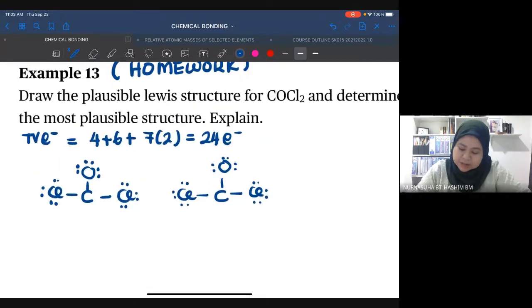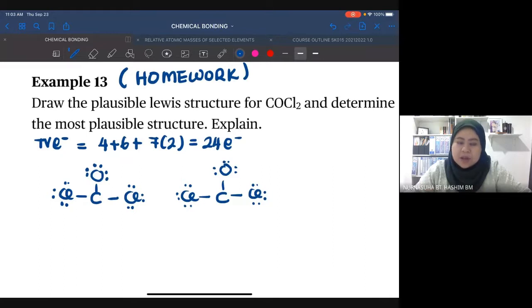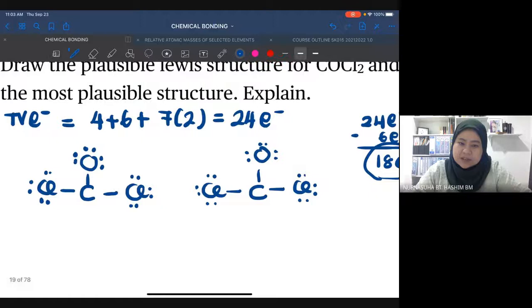Explain your answer. As usual, calculate total valence electron first. Draw the skeletal structure. Okay, lepas tu we got 24 electron. So minus 6 electron for the covalent bond. So the remaining 18 electron, we put it in the surrounding atom. Okay, sekarang you should get this structure.